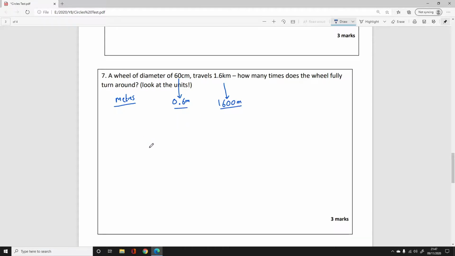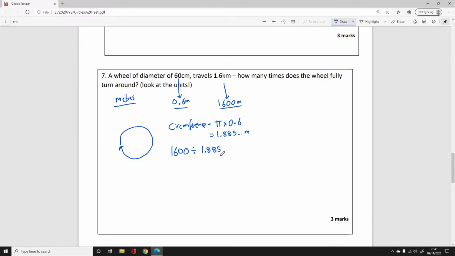Now what do we need to do when we say a wheel turns all the way around once? Then what it's doing is it's using its circumference exactly once. So we need to know the circumference of this wheel, and that's equal to pi d. So pi times 0.6, because again we're told the diameter was 60 centimeters. That's going to give me 1.885... meters, and then I just need to see how many times that fits into the 1,600 meters that we need it to travel, and that should be the number of times that it needs to spin around.